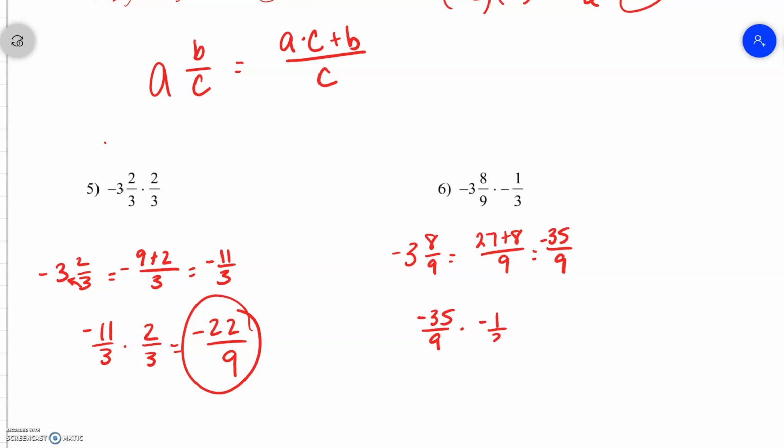times negative 1/3. Check for any cancellations. 3 does not go into 35. 9 and 1 don't go into each other, so I can't cancel anything out, so I just multiply straight across. 35 times 1 would be 35, and 9 times 3 would be 27. Negative times negative is positive. There is no value that goes into both 35 and 27, so that is our final answer.